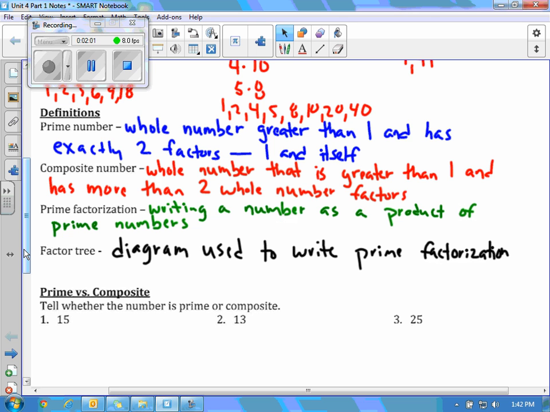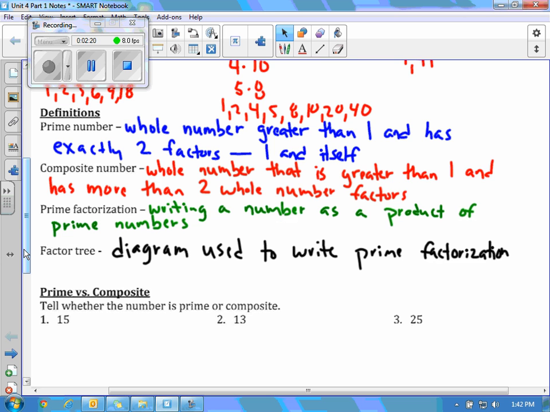Prime factorization is when we write a number as a product of prime numbers. If you don't remember what that is, we'll get to that in a second. And then a factor tree is a diagram used to write prime factorization. Factor trees you've probably been doing for a long time, and at this point, we use those to help us with prime factorization.